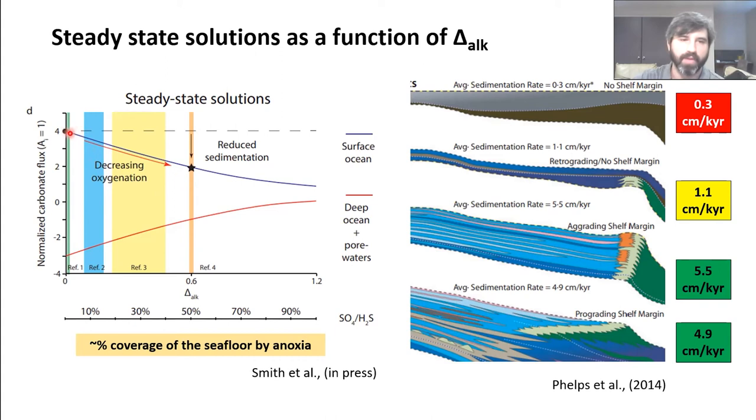And I want to point out one last thing, which is that the shape of these curves is slightly concave up. And what that means to me is that you actually get the greatest rate of change. You get the most damage to the carbonate system during the early spread of anoxia.